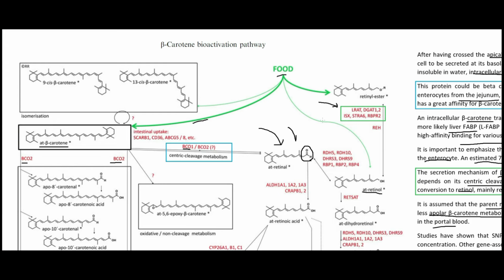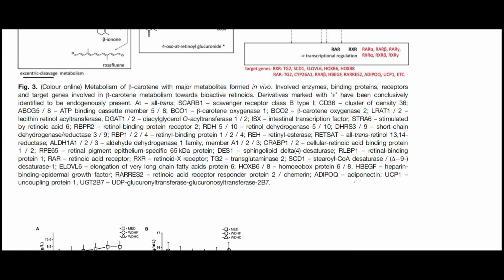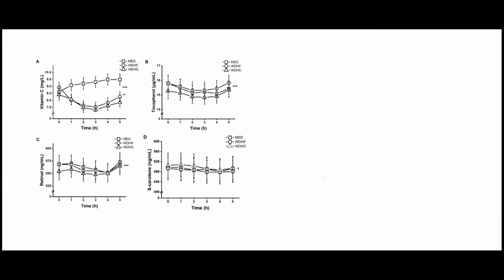The last thing I wanted to show here is this, which is looking at the postprandial, the after-eating serum levels of some of these vitamins in the blood. So we have the tocopherol, that's vitamin E. We have the retinol and the beta carotene, which are both vitamin A's. We also have the vitamin C here, which I'm not going to get too into. This in squares is the Mediterranean diet. This in circles is the Western diet high in fat. This in triangles is the Western diet high in carbohydrates.